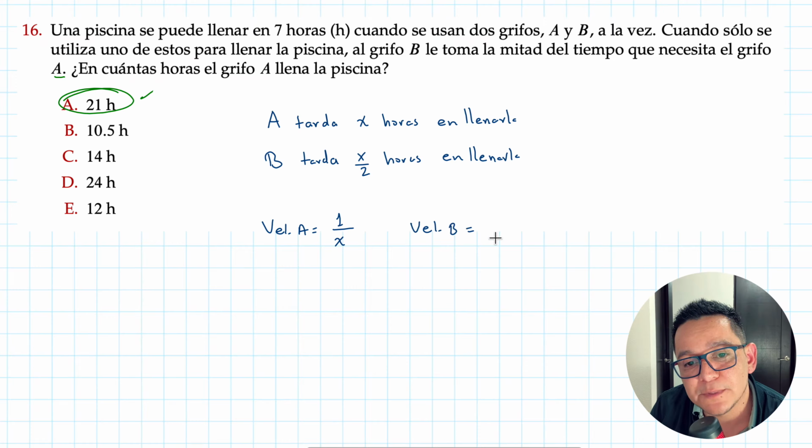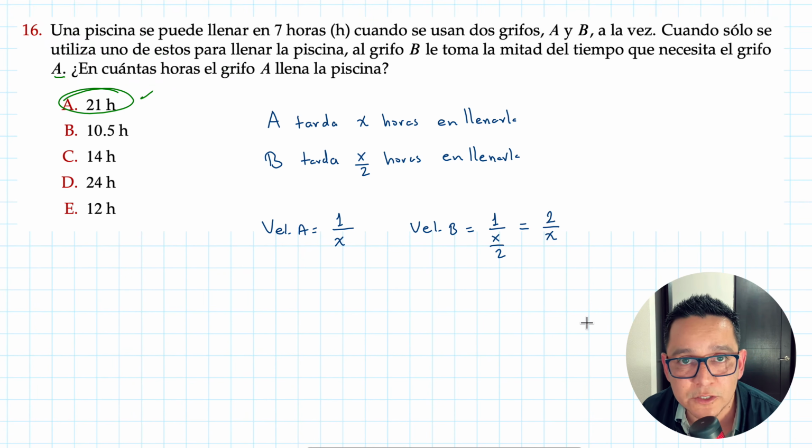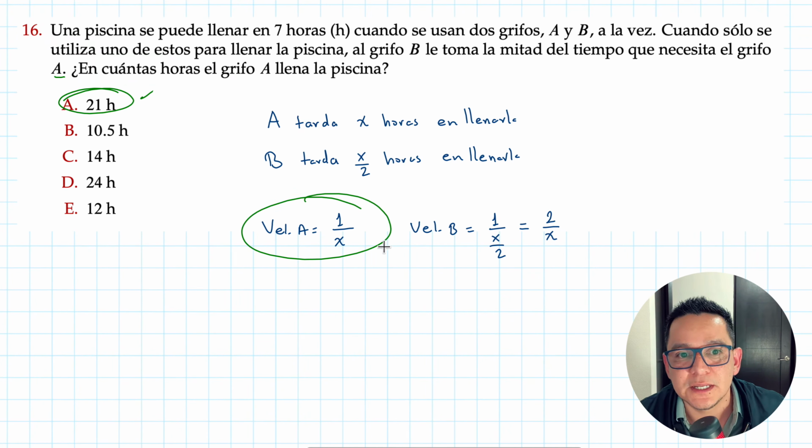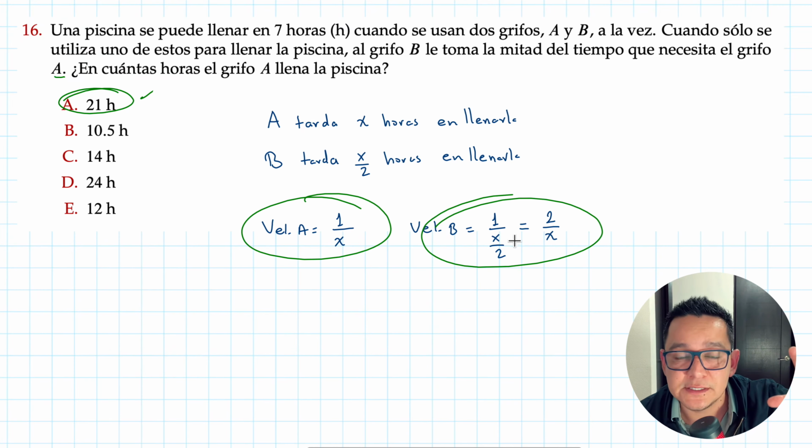So let's calculate the speed of faucet B, that is, the filling speed. In this case, it would be 1, but between what? Between X over 2, in the middle. So like this, by the extremes and means rule, the 2 multiplies the 1 to make 2, and the X goes below. We agree. Careful, this is the speed if we want to fill the pool only with A, and this would be the speed if we wanted to fill it only with B.